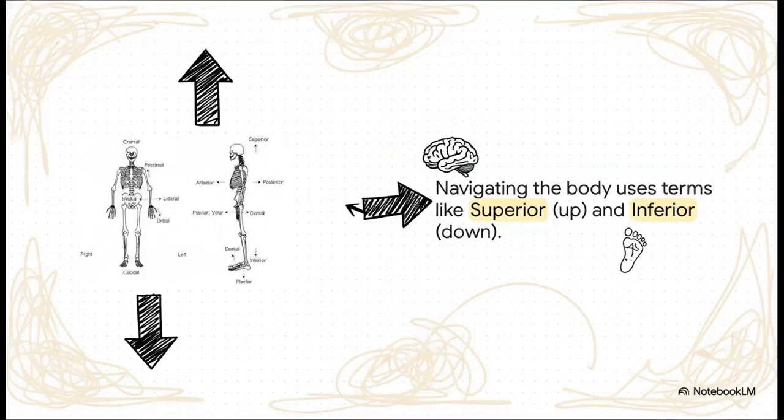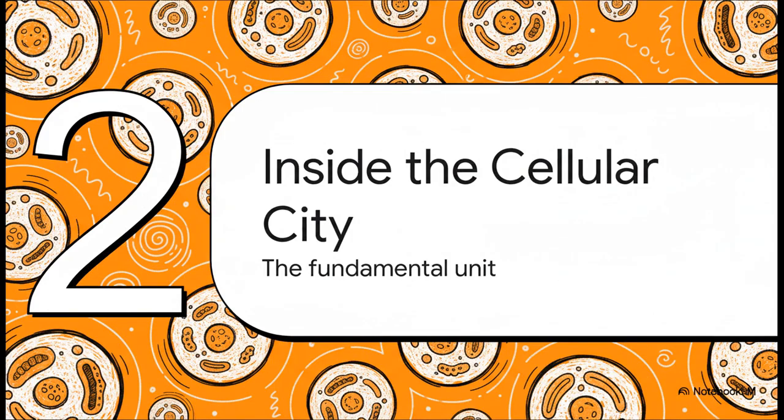And speaking of maps, here's how we navigate the body. We use these universal directional terms. So, for example, superior just means towards the head. Your brain is superior to your heart. Makes sense, right? And inferior means towards the feet. So your knees are inferior to your hips. It's this super precise language that lets doctors and scientists talk about the exact same spot on the body without any confusion at all.